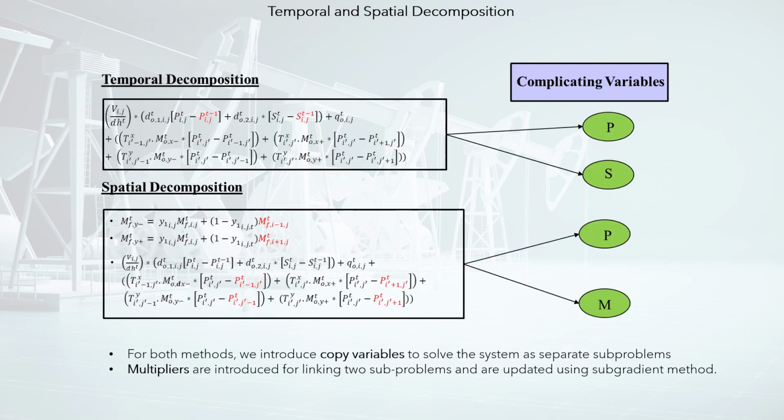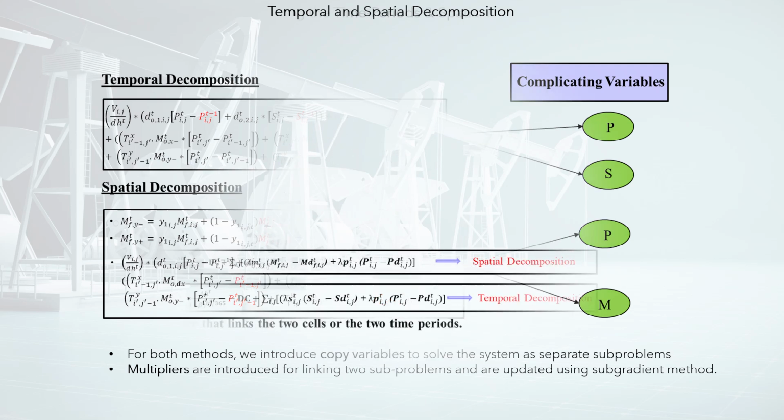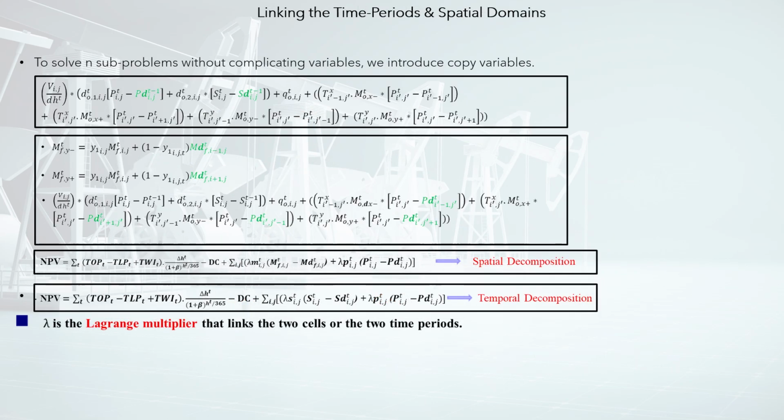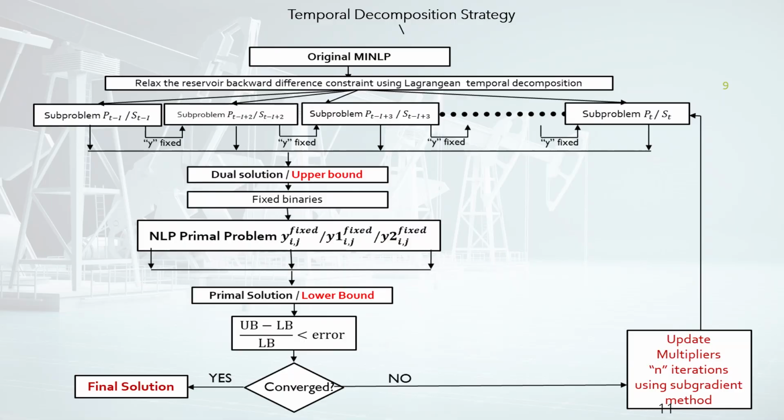Two decomposition methods are used, temporal decomposition and spatial decomposition. For both methods, split variables are introduced to solve the system. Multipliers are introduced for linking two subproblems and are updated using the subgradient method. To solve n subproblems without complicating variables, researchers introduce split variables to solve the subproblems independently in parallel. The movements on the lambda multipliers, Lagrange multipliers, guarantee the convergence of the process. The flowchart presents the process of the algorithm implemented.